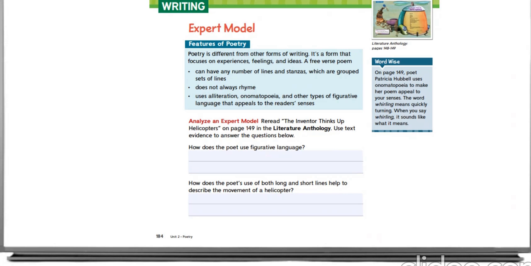Word-wise, on page 149, poet Patricia Hubble uses onomatopoeia to make her poem appeal to your senses. The word whirling means quickly turning. When you say whirling, it sounds like what it means.